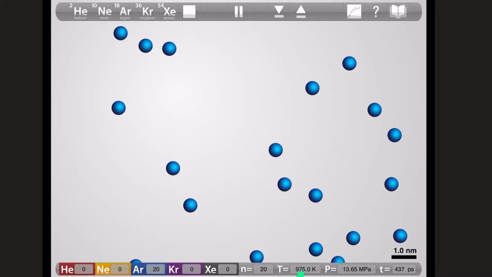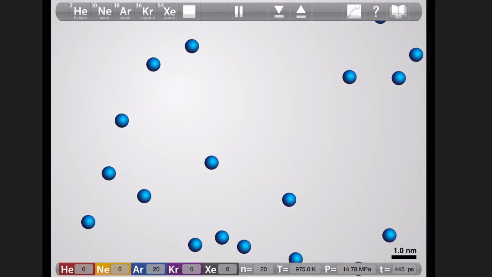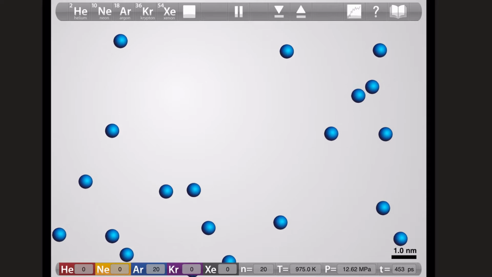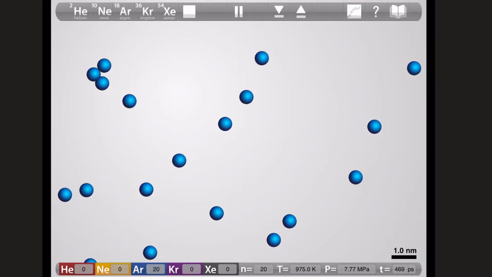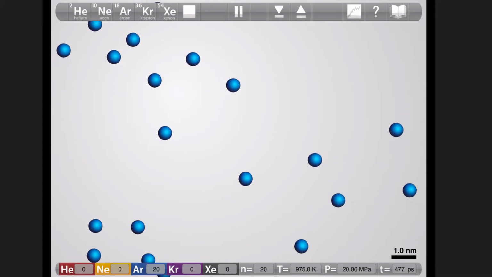And I'm now at 975 Kelvin, so you can see that the attractions between the molecules are so much wimpier than the thermal energy. So they literally can't hold themselves together. So now they've vaporized and formed a gas phase.